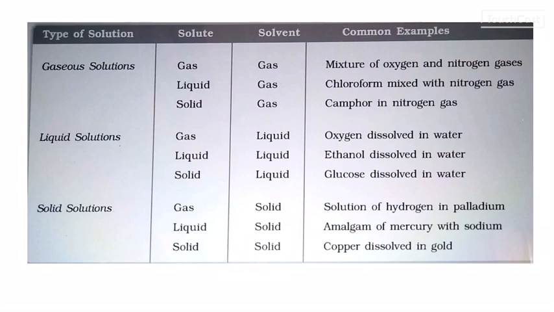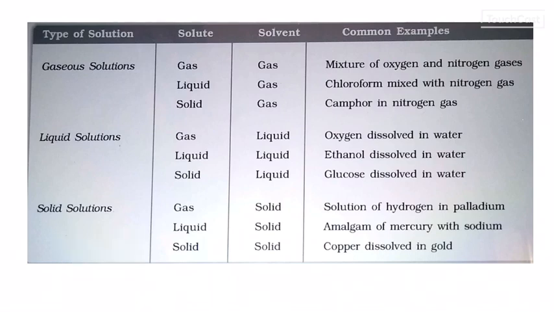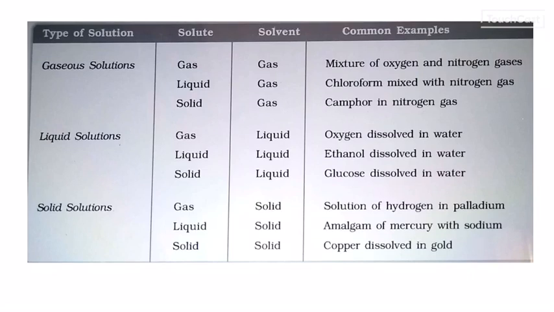And for liquid solution, the solvent will be liquid. Gas and liquid, example oxygen dissolved in water. Liquid and liquid, ethanol dissolved in water. Solid and liquid, glucose dissolved in water. Now solid solution, the solvent will be solid. Gas and solid, example a solution of hydrogen and palladium, usually used in electrodes. Liquid and solid, amalgam of mercury with sodium, again used as electrodes. Solid and solid, example copper dissolved in gold.